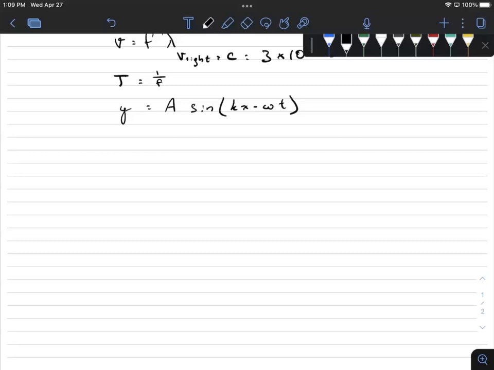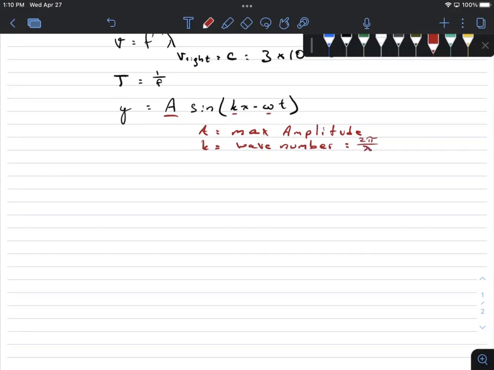And here, there are 3 real characteristics you need to know. A, the max amplitude; k, which is called the wave number, and it's related to the wavelength. It's actually 2 pi over the wavelength. And then omega, which is called the angular frequency, which of course is related to the regular or linear frequency. And it is 2 pi times f.